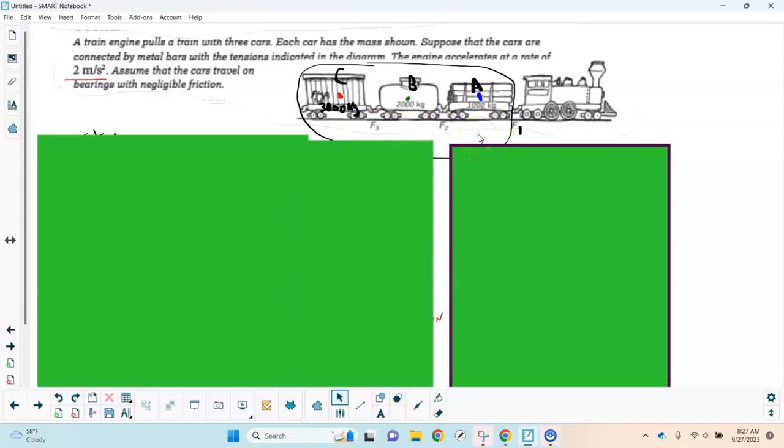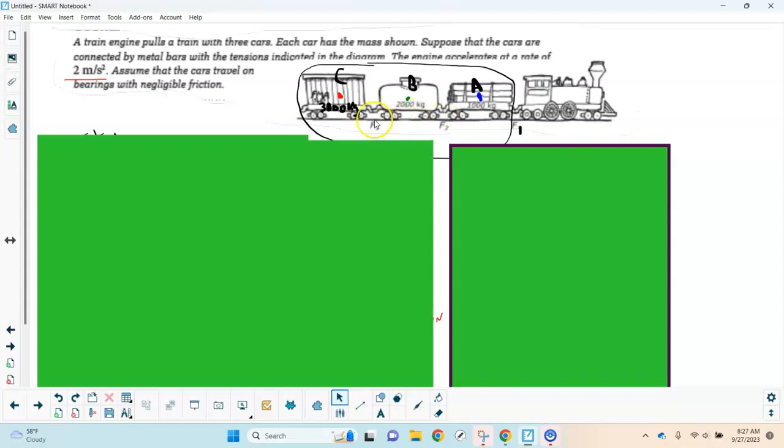So the thing with systems is you pick what's in your system. I just put the train cars in the system. So I picked A, B, and C. If I circled everything here, then I wouldn't know anything. I would just know this whole thing accelerates at 2 meters per second squared, but I wouldn't know why. So I'm going to pick A, B, and C, which are the train cars to the left of the actual train engine itself, and call that the system.